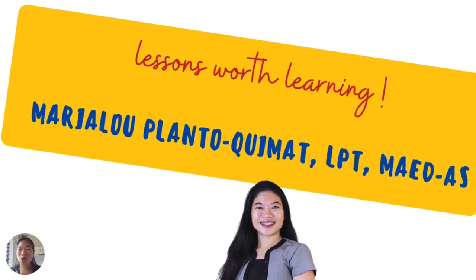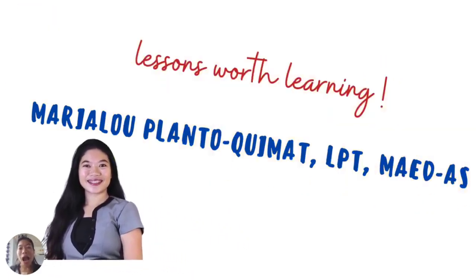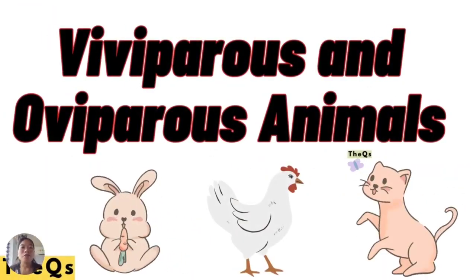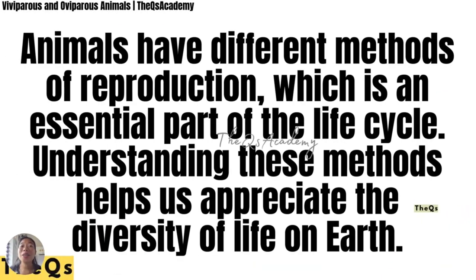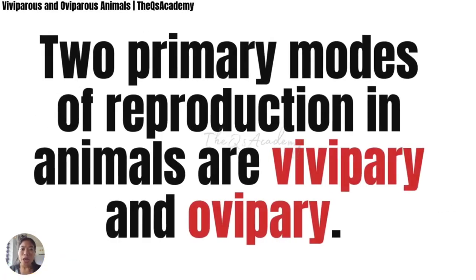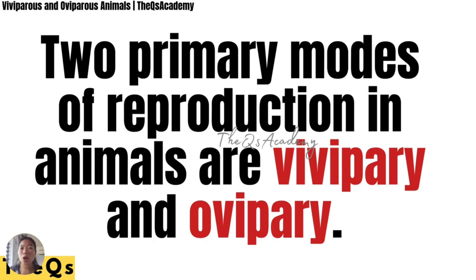Today, let us learn lessons worth learning. Our topic is about viviparous and oviparous animals. Animals have different methods of reproduction, which is an essential part of the life cycle. Understanding these methods helps us appreciate the diversity of life on Earth. There are two primary modes of reproduction in animals: vivipary and ovipary.